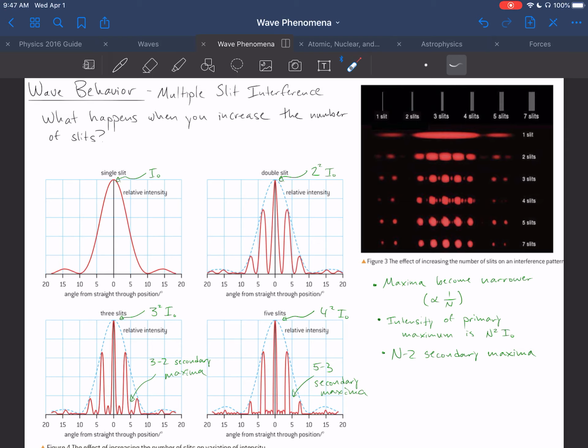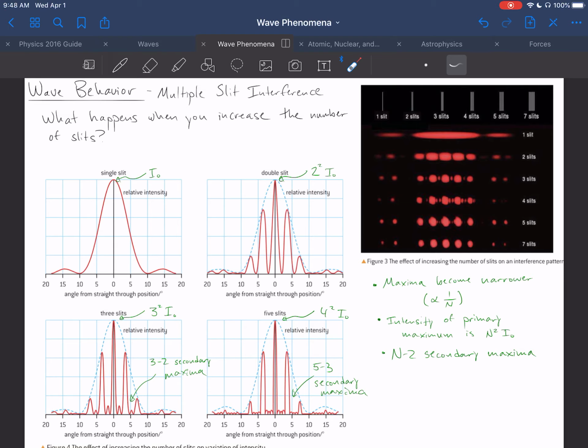So there's a smaller angular range for the path differences from 5 slits to line up perfectly than there is for the path differences from 2 slits to line up perfectly. And so you end up getting these narrower maxima. But the intensity of the maxima go up.